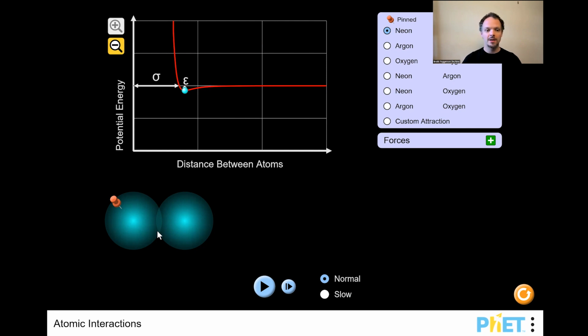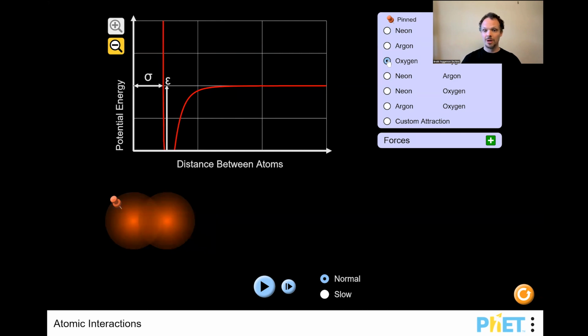And what we're looking at here are two neon atoms. Now, this isn't very realistic because, as we all know, neon atoms don't really interact with each other very much. I mean, they're noble gases. Not much goes on. So let's change things a little bit.